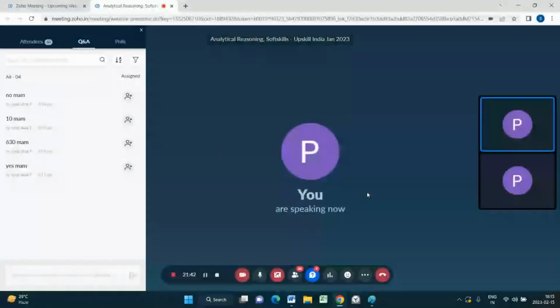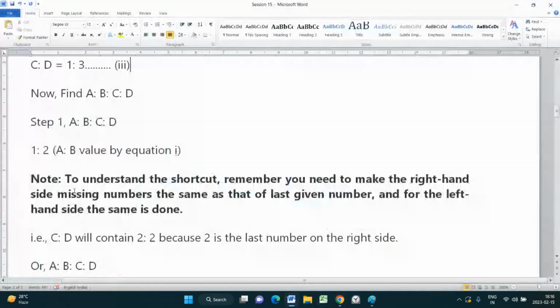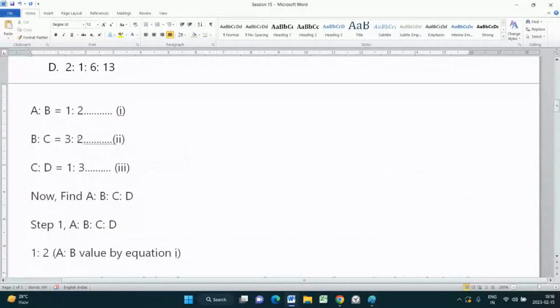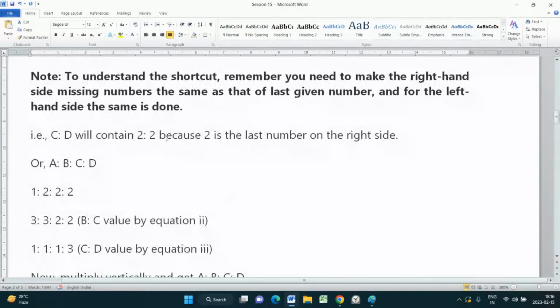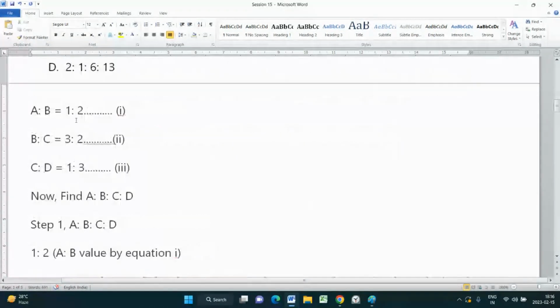Understood how to assume? Did you get how to assume, children? Based on the first two equations, you are assuming that the third one is also 2. So we are going to write C here is 2, D is also 2, because 2 is the last number on the right hand side in the previous two statements.